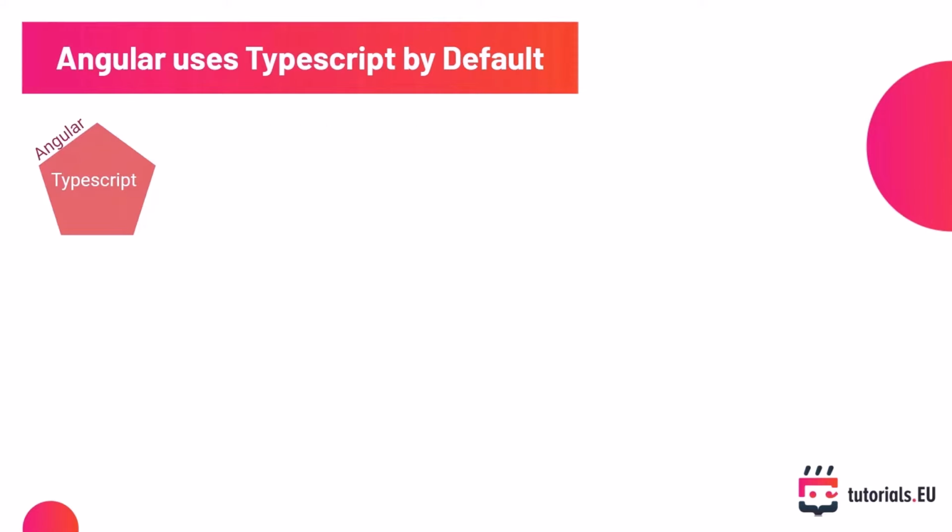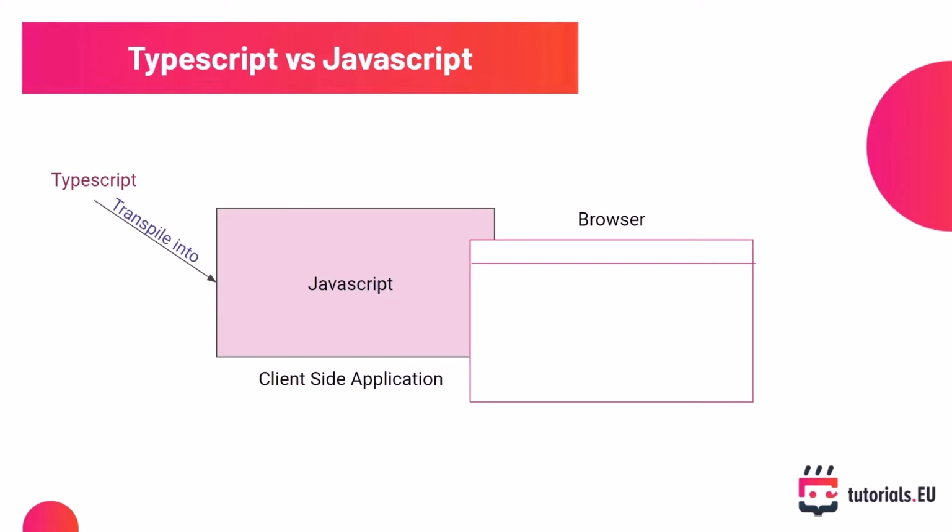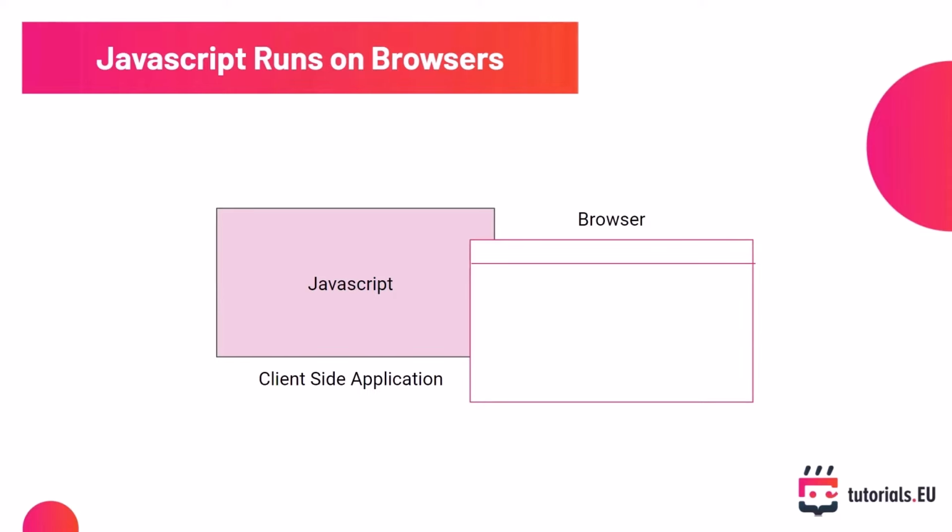Welcome to this video. Let's talk about TypeScript in combination with Angular. As I already said, Angular uses TypeScript by default for developing those single page applications. TypeScript is transpiled to JavaScript to be interpretable by browsers. Browsers by default run a JavaScript engine, so they can interpret the JavaScript language. JavaScript itself is a dynamically typed language. It checks the variable types at runtime.